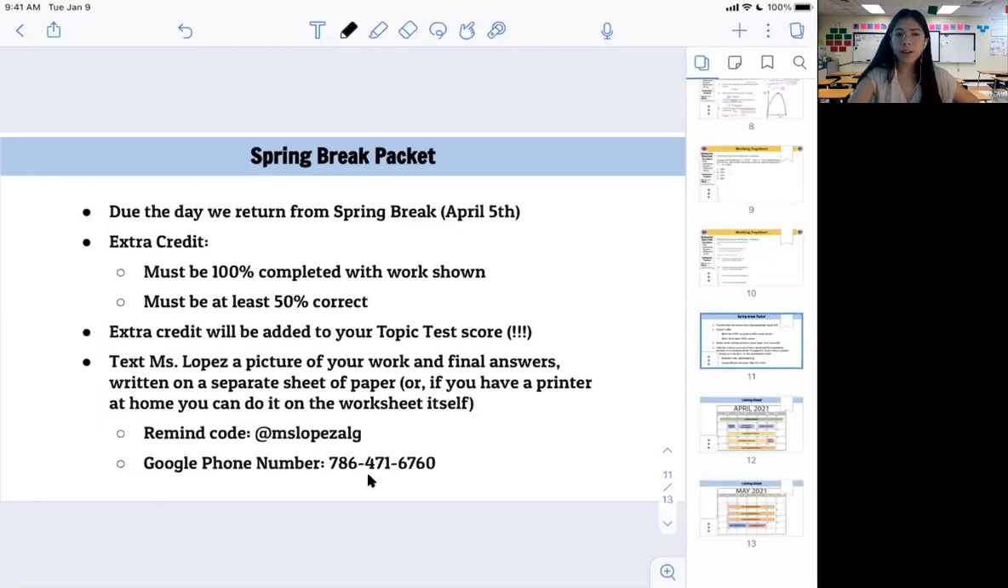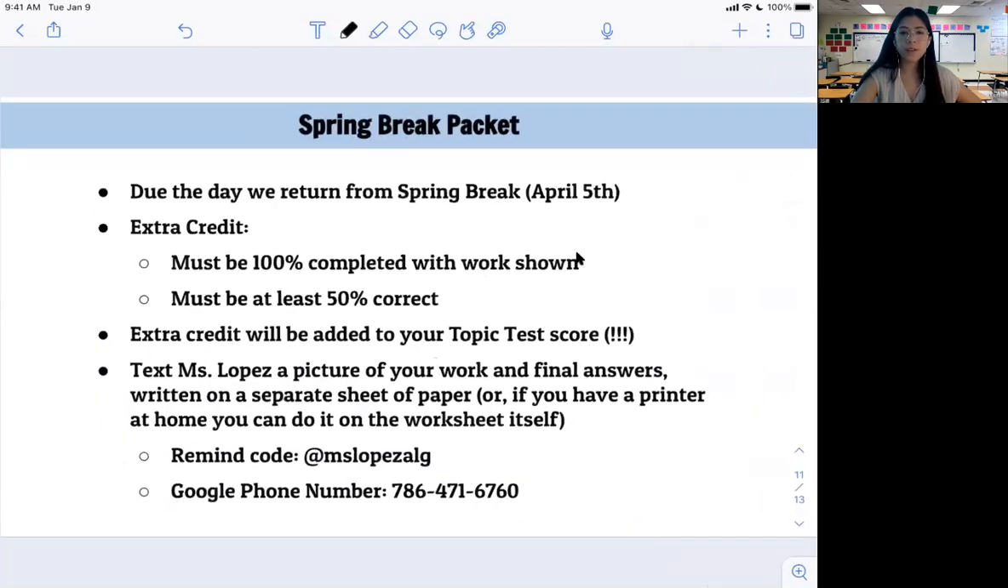When you complete it, all you have to do is text a picture of your work and your final answers to my Remind or my Google phone number. And I'll post all of this on Teams. So if you don't take a picture of it right now, it'll be on Teams later on today.